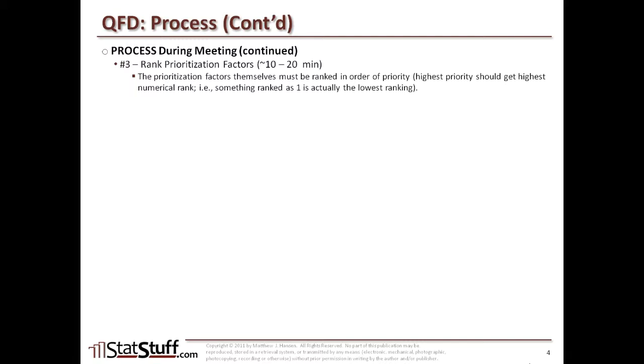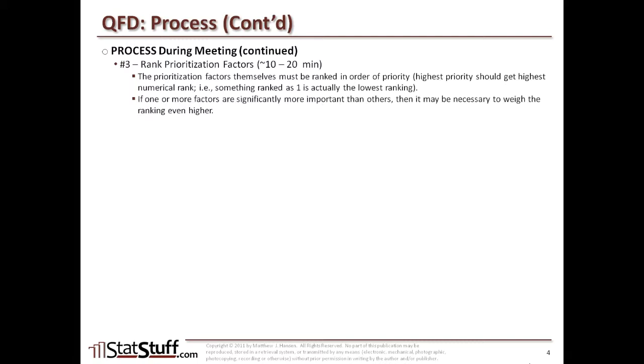When you determine the order of priority, what you're going to use is the lowest number, 1, to refer to the lowest ranking, and whatever is considered the highest ranking should have the highest number. So again, if you have, for example, 5 different prioritization factors, you could rank them from 5 to 1, 5 being the top priority, 1 being the lowest priority.